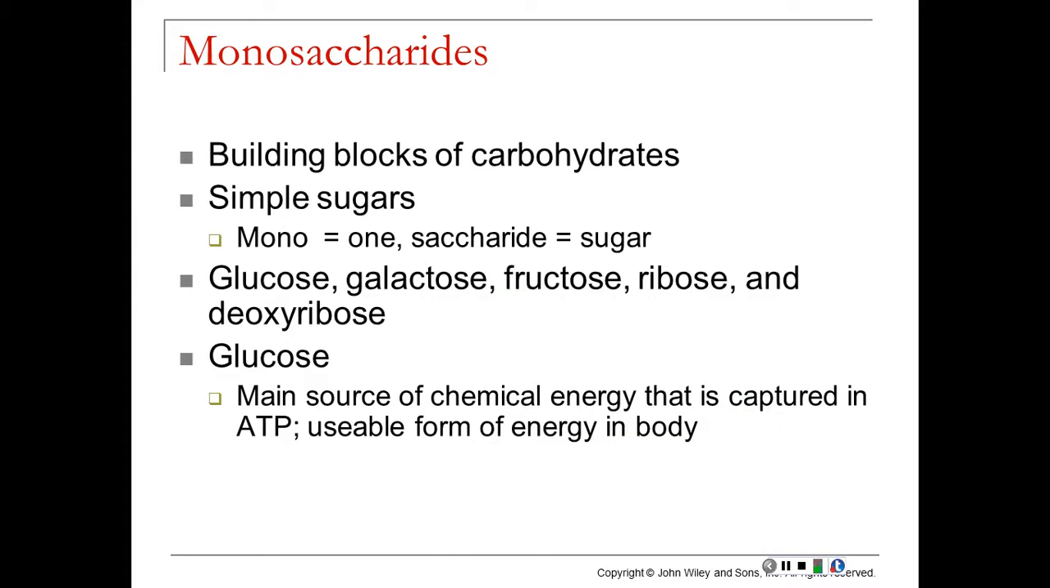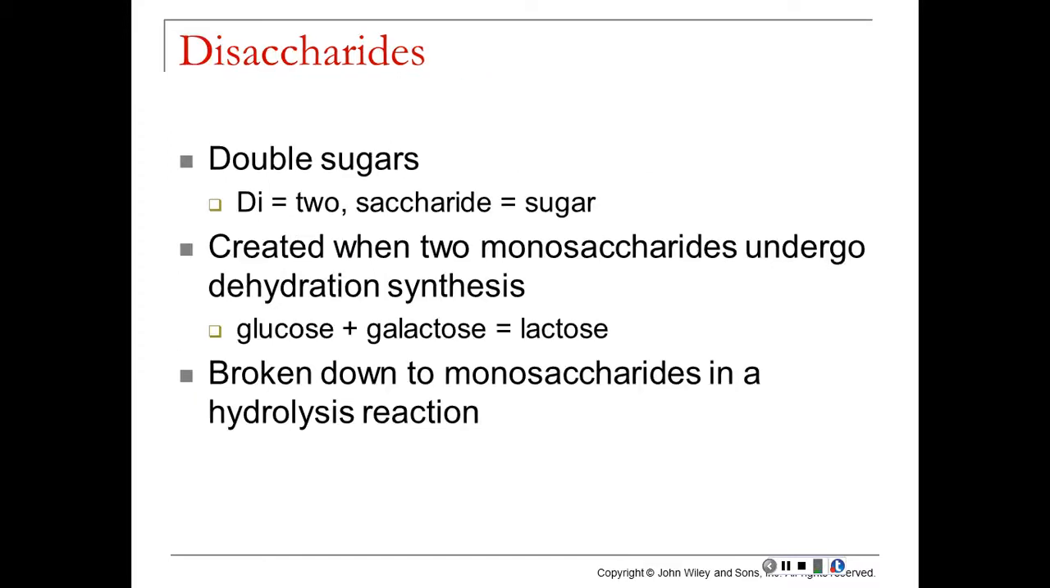As I mentioned, monosaccharides literally translates to one sugar. Some examples are glucose, galactose, fructose, ribose, and deoxyribose, which are important sugars in DNA and RNA. Glucose, of course, is our main source of energy. That's the molecule that we get when we break down the majority of our food. And that's going to yield some ATP, which is the usable energy in our bodies.